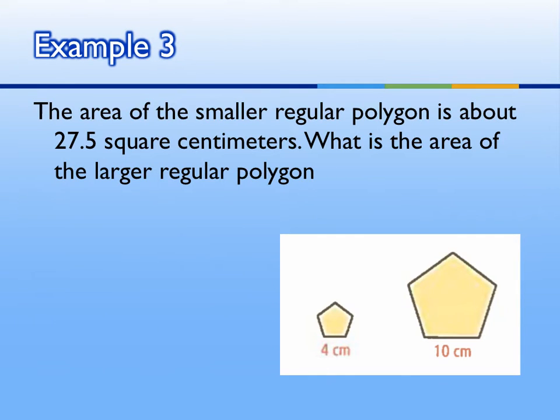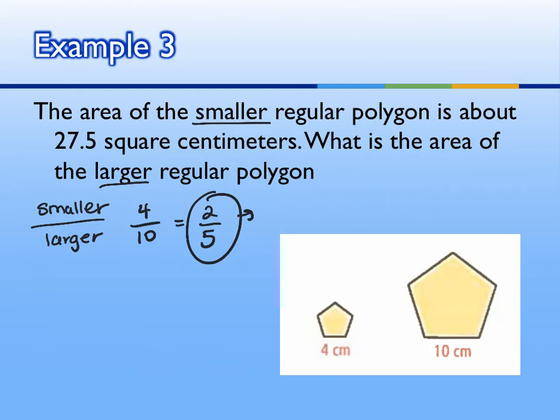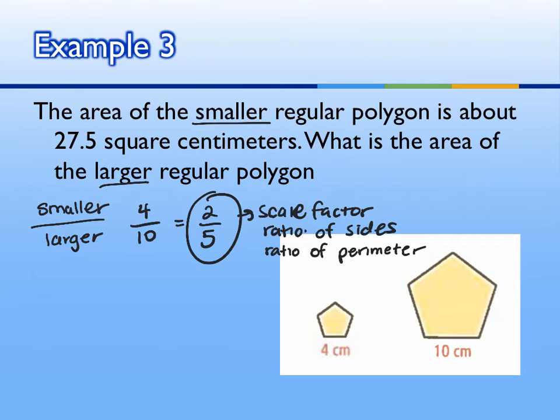So if I wanted to set up the scale factor, the ratio of the side lengths, it doesn't matter what order I pick, but let's say I'm going to follow smaller to larger. Then I want to put the smaller in the top, and the larger in the bottom. So the ratio of sides would be 4 to 10, which reduces to 2 to 5. So this is my scale factor. The ratio of the sides, and the ratio of the perimeters, that same answer is the answer for all 3 of those parts.